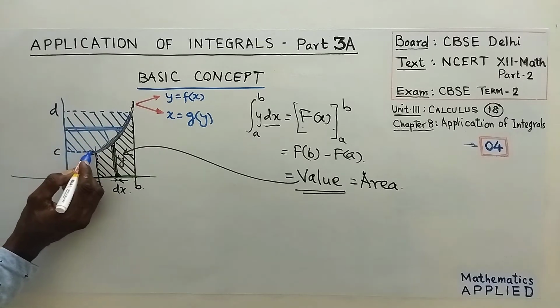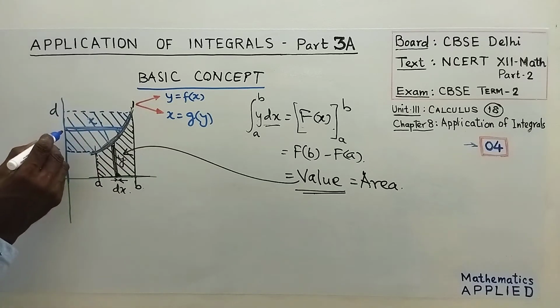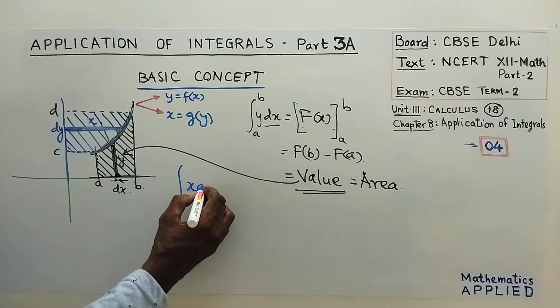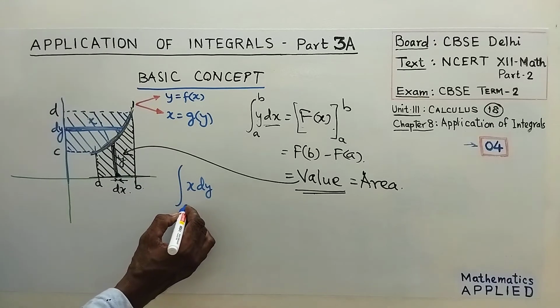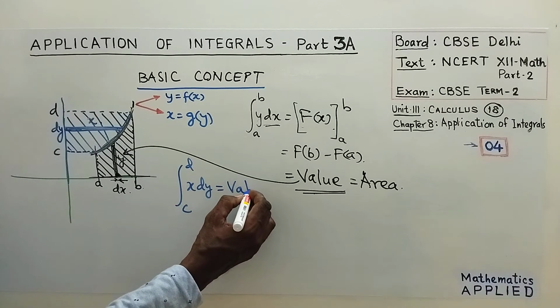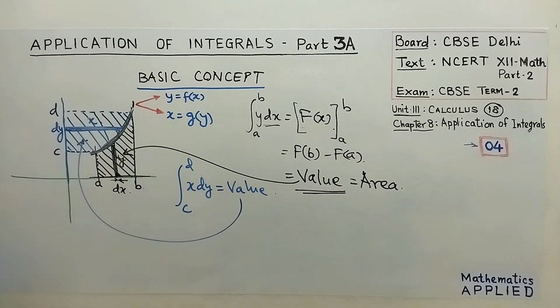It is starting from this point, it is continuously varying, so this length will be x, and the small distance you are taking on this side is y. So you will integrate x with respect to y from C to D. This is what you will get as a value, and that value is going to represent the area for this. You got this? This is the concept, right?